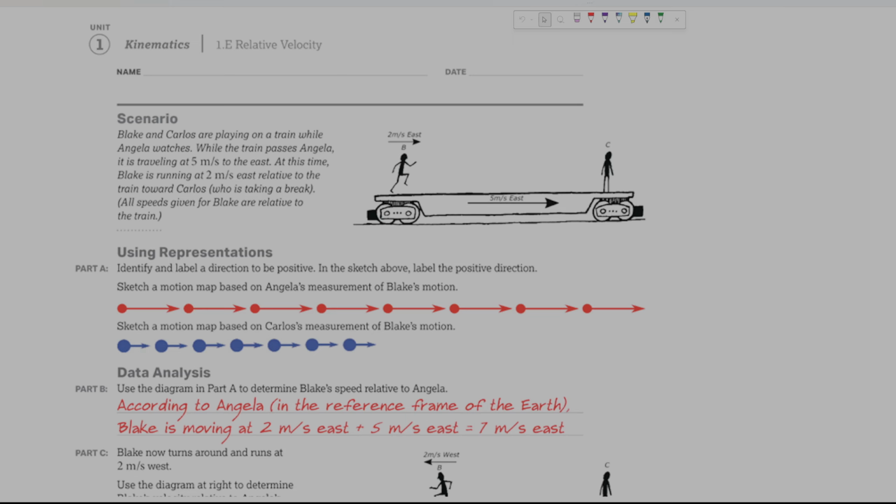Okay, this is Mr. Jern. I'm going to talk about AP Physics 1, the workbook 1E, relative velocity.